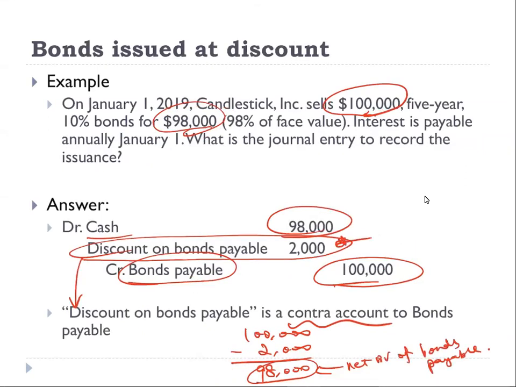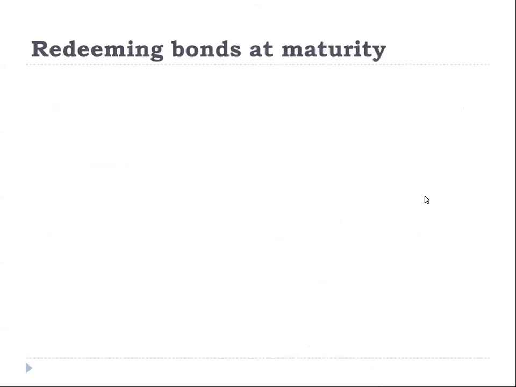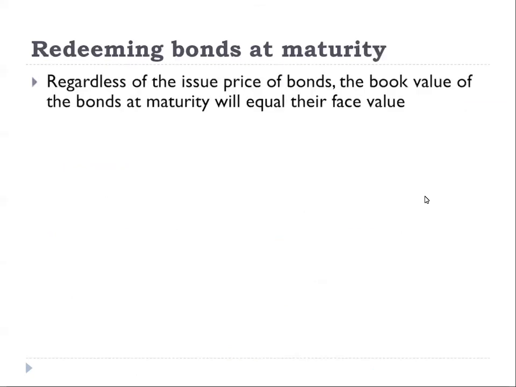So eventually, at maturity, if the accounting is done right, the discount on bond payable is going to go to zero. Or if the firm has any premium on bond payable, it's going to go to zero as well. And what is left on the firm's books is only going to be the face value of the bond payable. So no matter whether the bond is issued at a premium, discount or face value, the book value of the bond at maturity will always be equal to its face value.